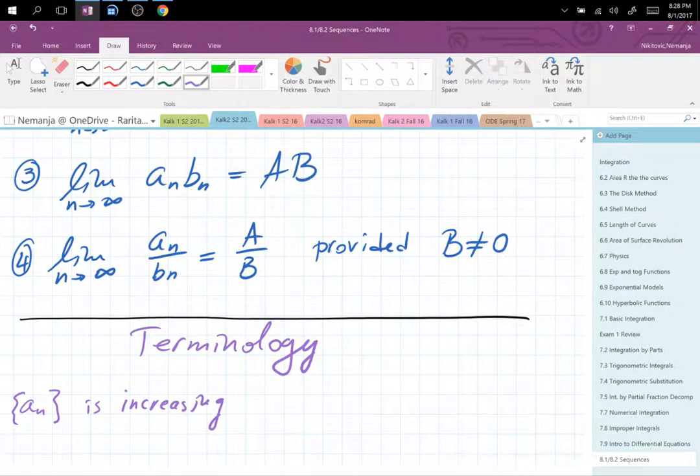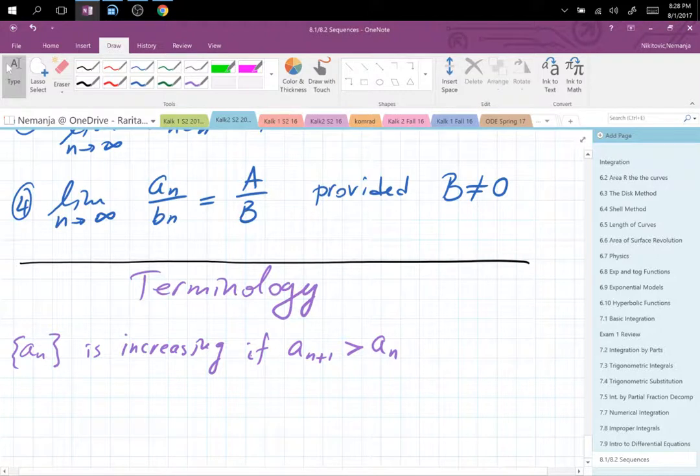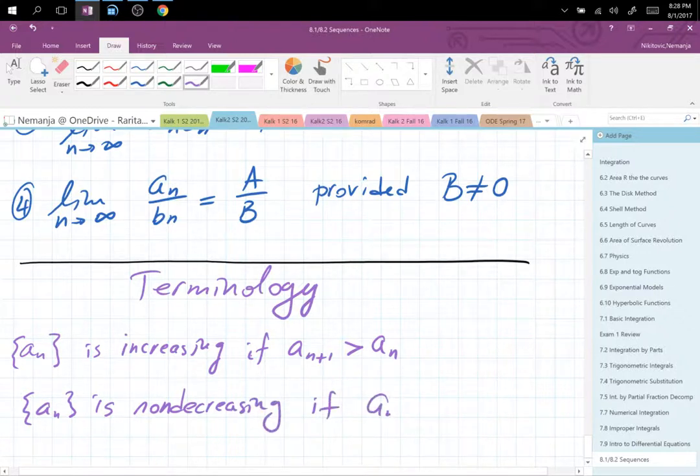Terminology for sequences. A sequence a_n is increasing if a_(n+1) is bigger than a_n. This just tells you that the next term is strictly bigger. And then you have non-decreasing. So a_n is non-decreasing if a_(n+1) is bigger than or equal to a_n. So you are allowed to have the same numbers.